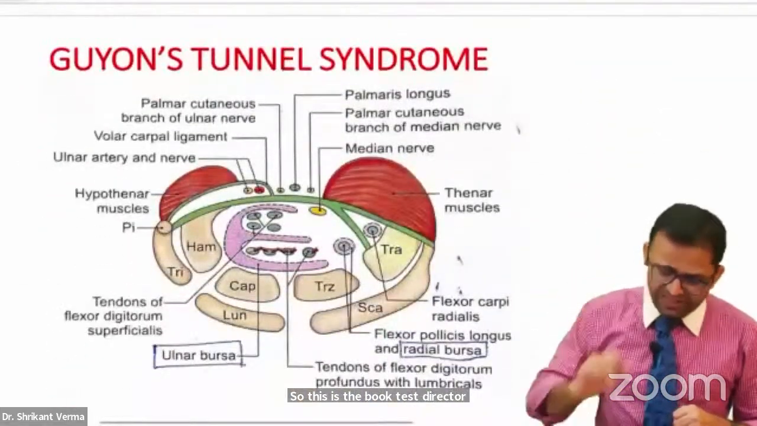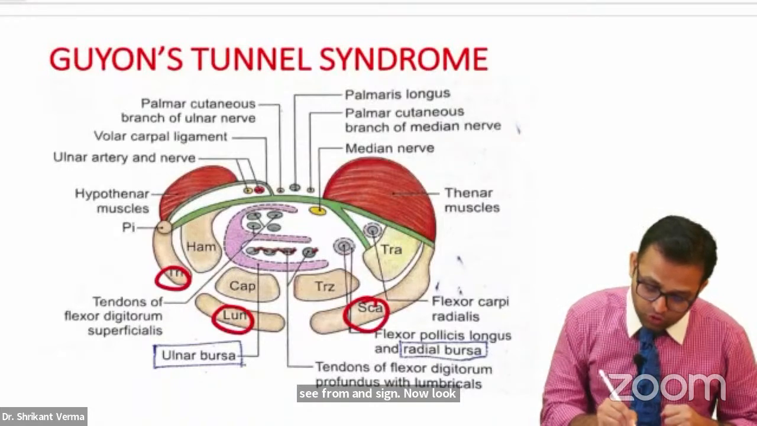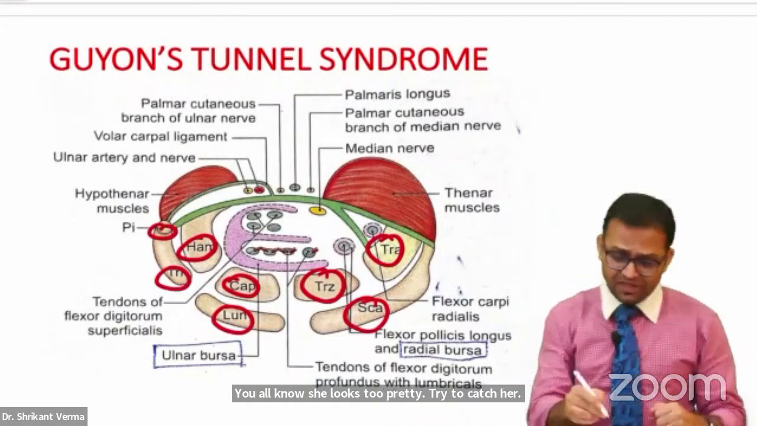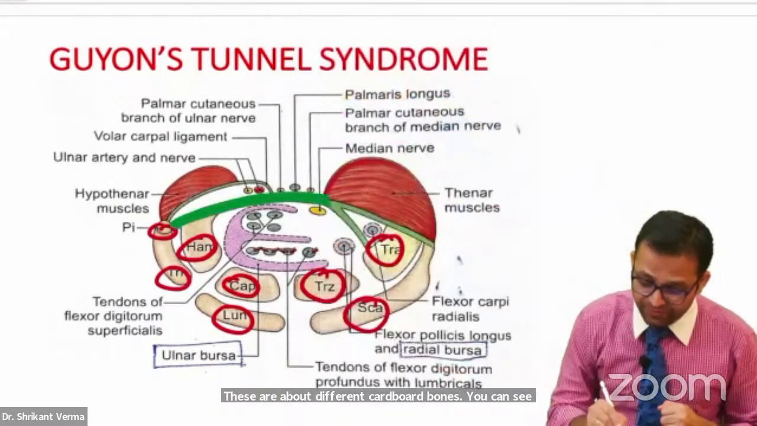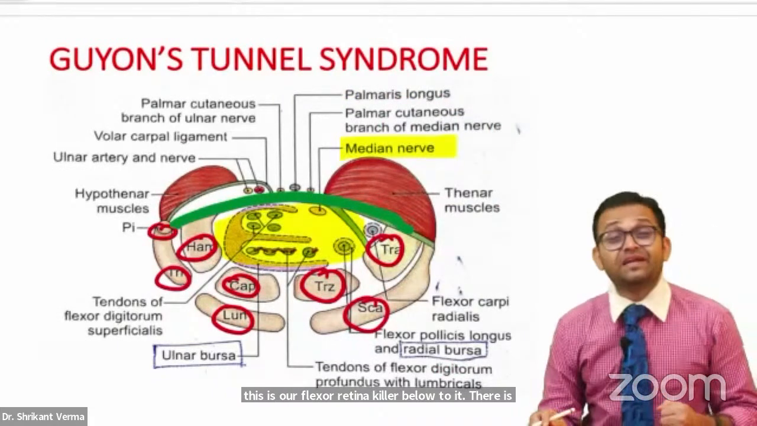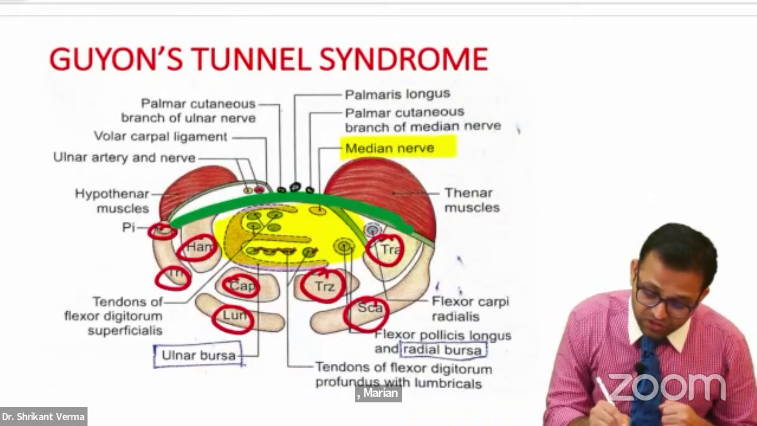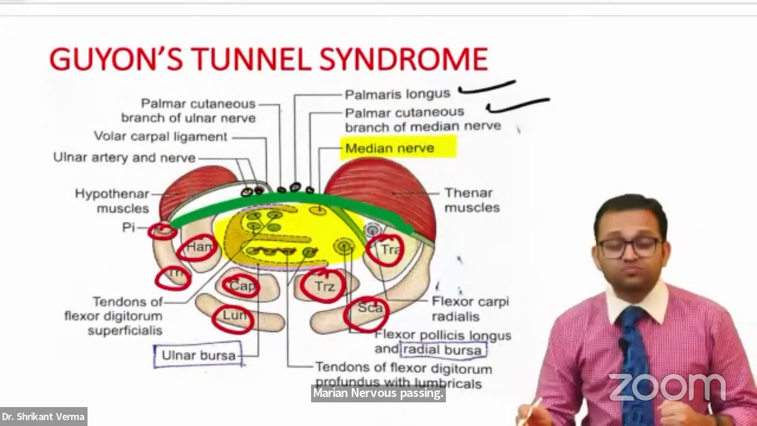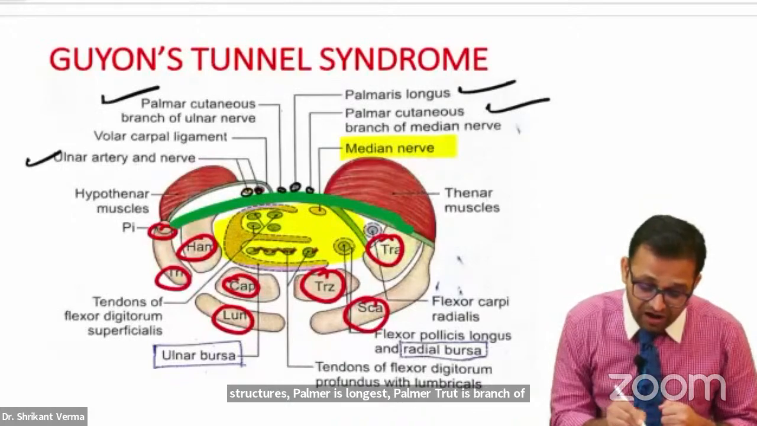Now look here, Guyon's tunnel syndrome. These are our different carpal bones. You can see this is our flexor retinaculum. Below it is our carpal tunnel, and through the carpal tunnel the median nerve is passing. But just see the 5 structures, 1, 2, 3, 4, 5: palmaris longus, palmar cutaneous branch of the median nerve, palmar cutaneous branch of the ulnar nerve, as well as the ulnar artery and ulnar nerve.